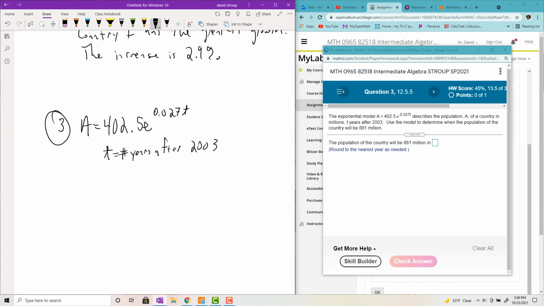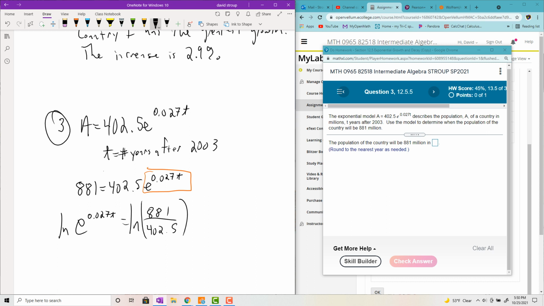Well, what you do is let A equal 881 and solve for t. So this becomes an exponential equation. To solve this, you first need to isolate the exponential part, so get that by itself by dividing by the 402.5. Then take the natural log on both sides.